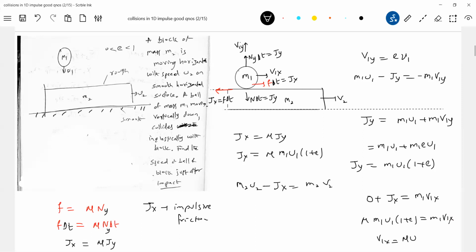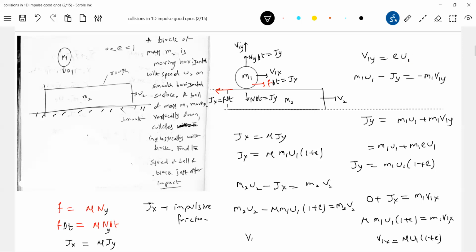What is V1x equal to? Mu U1 (1 plus E). So now we know the y component of velocity and the x component, so the resultant speed we can find out. And Jx, substitute this one: M2 U2 minus mu M1 U1 (1 plus E) equal to M2 V2. And we have to solve it. Like that, we'll get expressions for speeds V1 and V2.